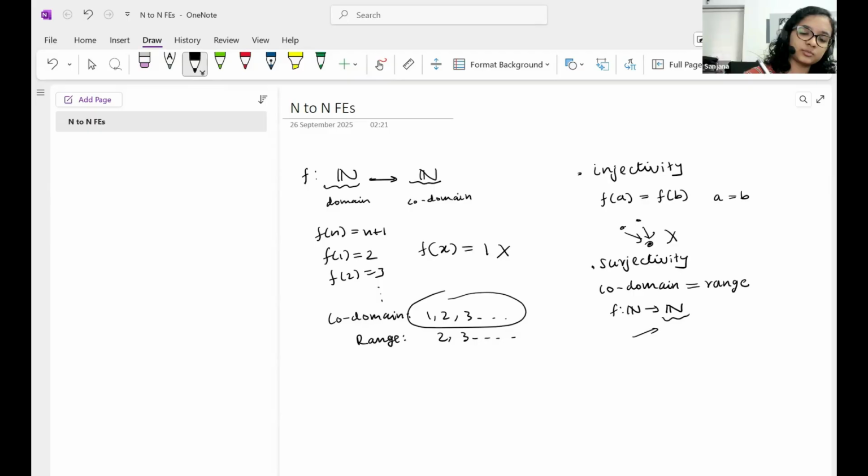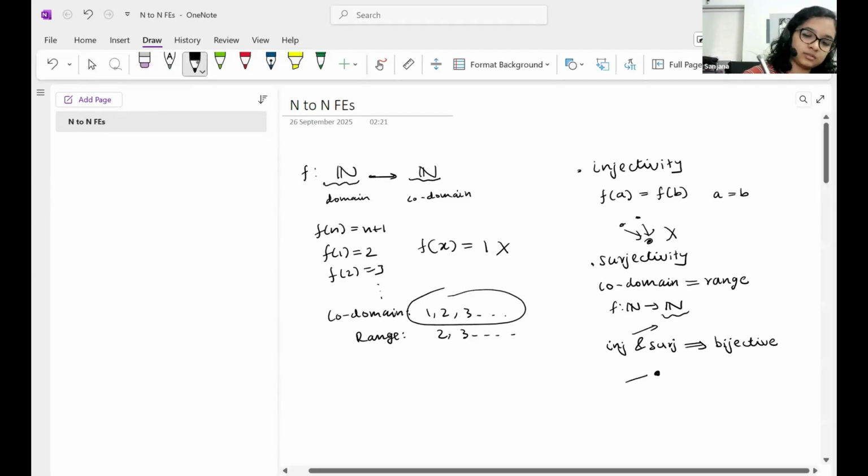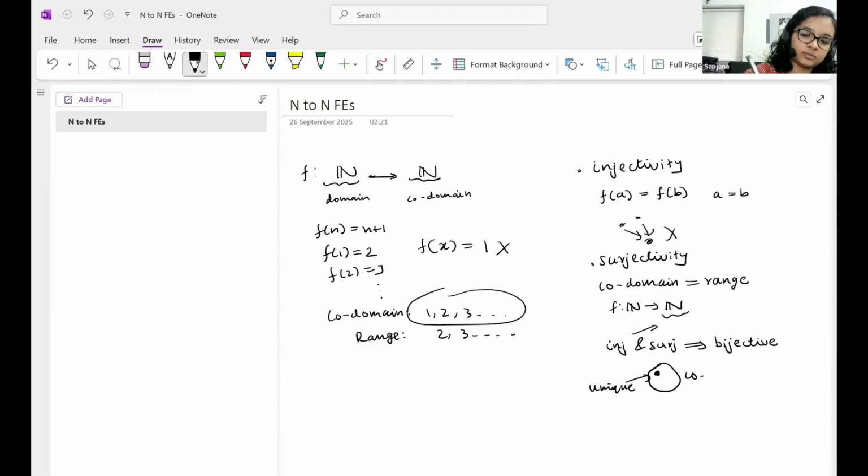Okay, so now if a function is both injective and surjective, then we say that it is bijective. That means that every element in the codomain has something going to it, and that is unique. I hope all this terminology is clear.